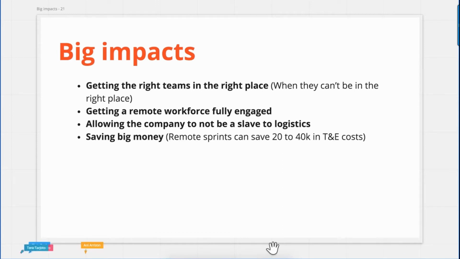Getting a remote workforce fully engaged, the opportunities to collaborate have significantly increased for us. And allowing the company not to be a slave to logistics, whether that be your location, your time zone challenges, maybe space constraints, commutes to the office, and so on. We've figured out ways to use collaboration tools like real-time board to remove these barriers. And saving big money, right? Remote sprints can save thousands in travel and expense costs, and that makes an impact to the bottom line.